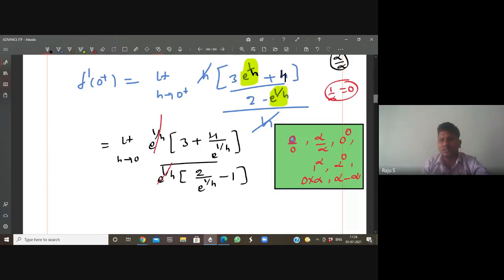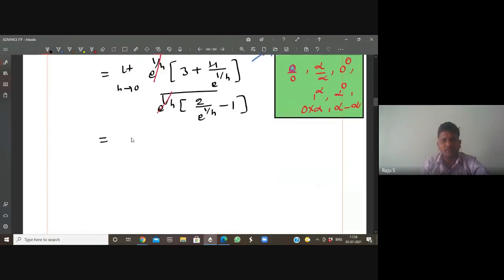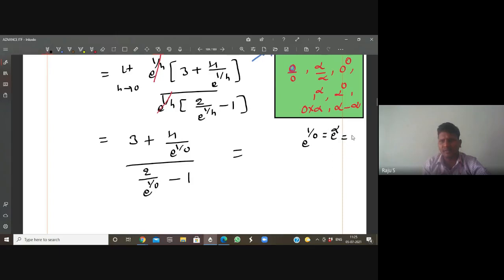Now you can substitute 0 in place of h. So 3 plus 4 by e to the power of 1 by 0, by 2 by e to the power of 1 by 0 minus 1. Since we know e to the power of 1 by 0 is e to the power of infinity, which is infinity, when I substitute here we get 3 plus 4 by infinity by 2 by infinity minus 1. What about something by infinity?